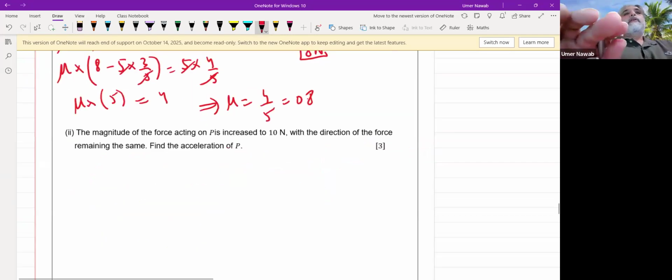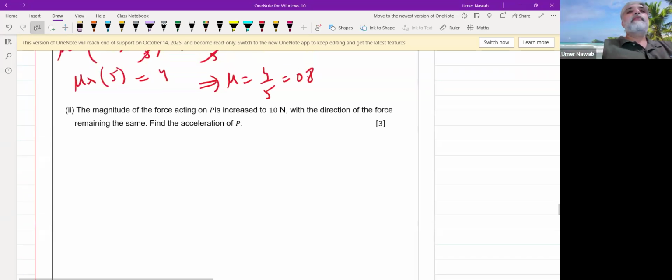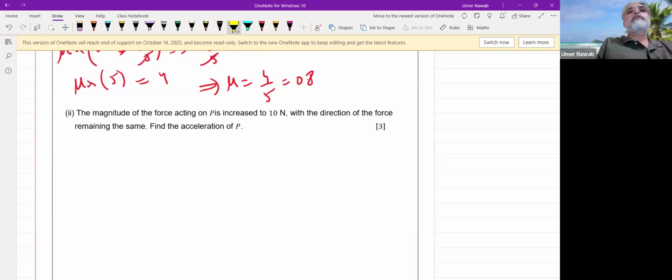Next question is, he said the magnitude of force P is increased to 10 newtons. Before that, it was applying 5 newtons, now it is 10 newtons, with the direction of the force remaining the same. So the direction of force remains the same, but now the particle will try to move as the force is increased. So we want to find the acceleration.